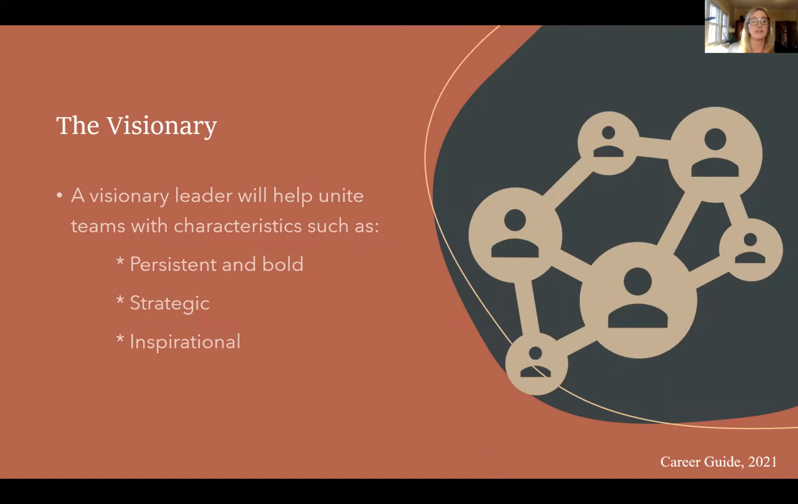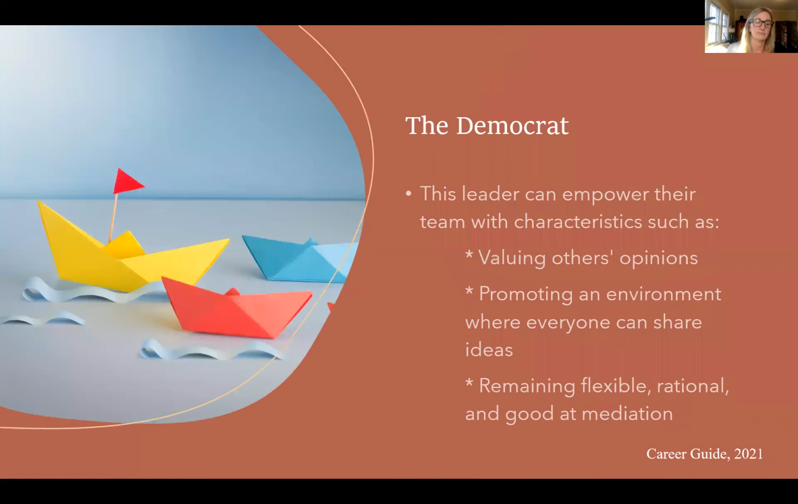So the visionary leader helps unite teams with characteristics like being persistent and bold, strategic, and inspirational. The democratic leader can empower their team with characteristics like valuing others' opinions, promoting an environment where everybody shares ideas, and remaining flexible, rational, and good at mediation.